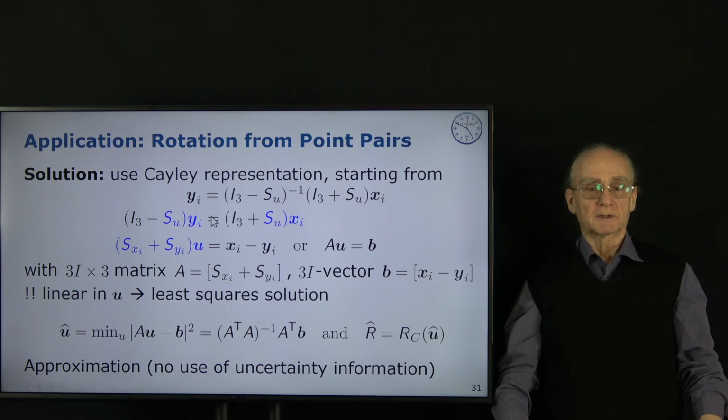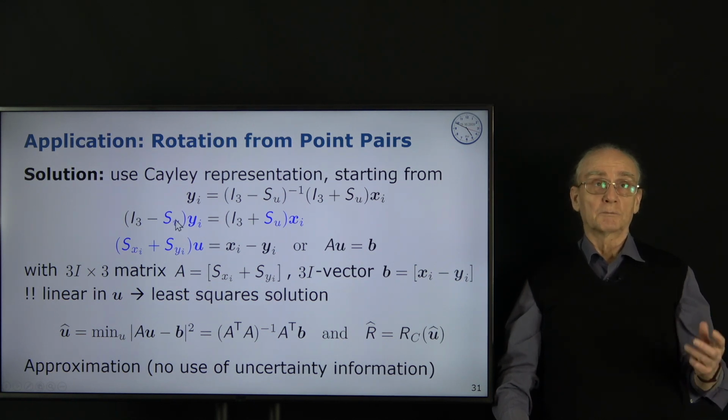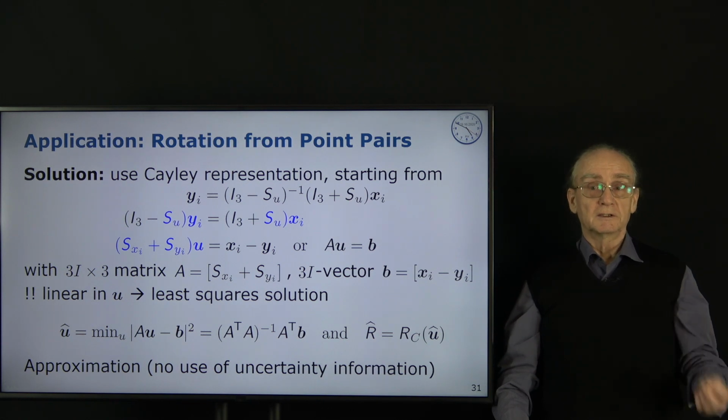Now here's the inverse. We put this matrix on the other side and get 1 minus the skew-symmetric matrix of u multiplied with y_i is equal to 1 plus the skew-symmetric matrix of u multiplied with x_i. Now what you see here, the skew-symmetric matrix contains the 3 unknown parameters for the rotation in linear form. So this is a linear equation in u. So let's rearrange the terms. We start with x here, which is I times x, which is this one. I times y on this side. On the other side we get minus y_i.